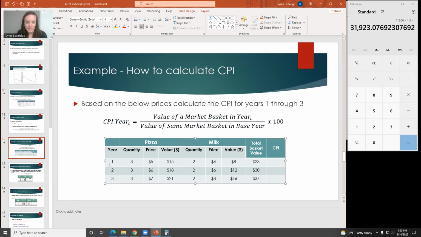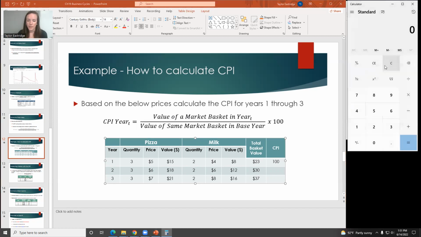In year 1, year T is the base year. So 23 divided by 23 times 100 is 100. In the first year, CPI is always going to be 100. Just commit that to memory. It's always going to come out as 100 in year one because that's our base year.